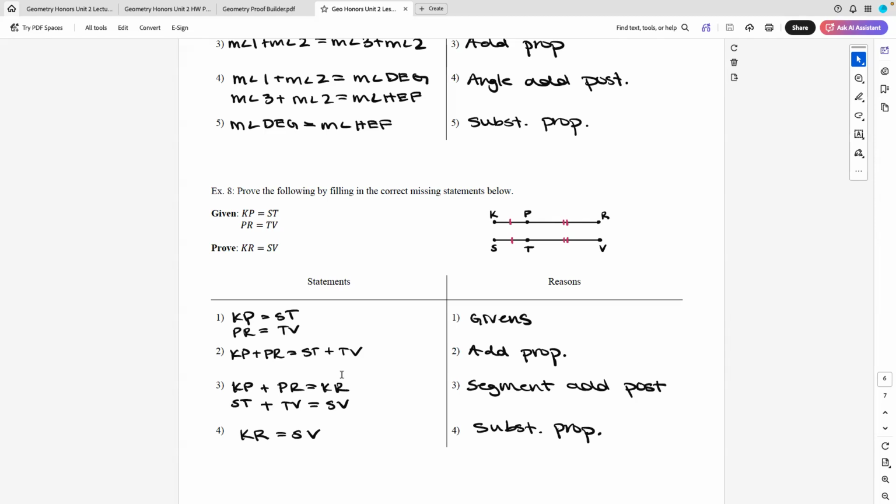Because what you're doing is that you already know that this equals this, right? KP plus PR equals ST plus TV. What does KP plus PR equal? KR. What does ST plus TV equal? SV. So you're replacing, right? This gets replaced with what? Think about it. This gets replaced with what? KR. This is replaced with what? SV. That leads into the last statements. It's a replacement, right? And that's what we call substitution.